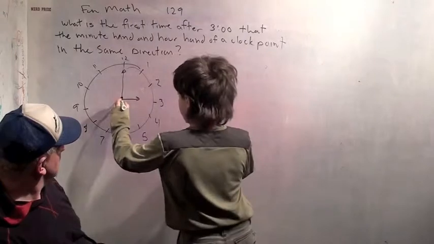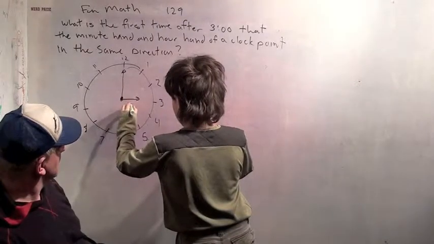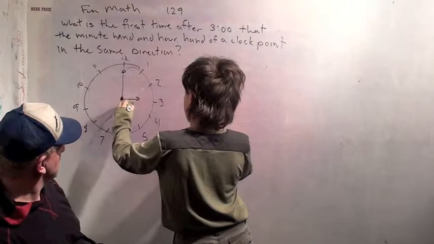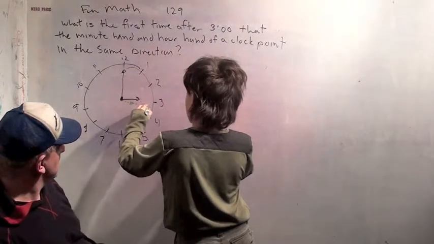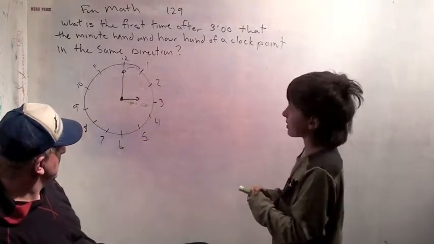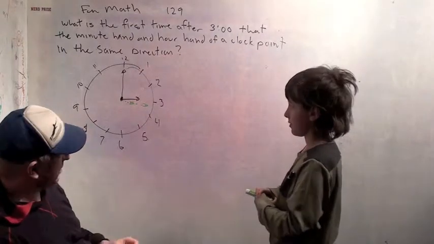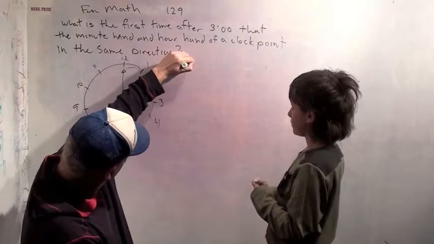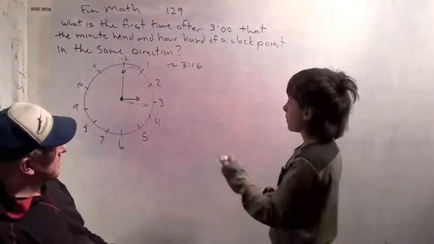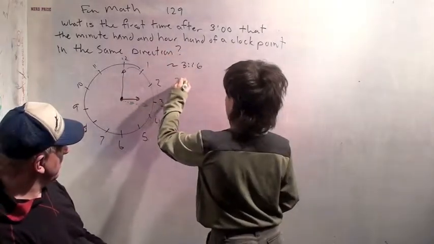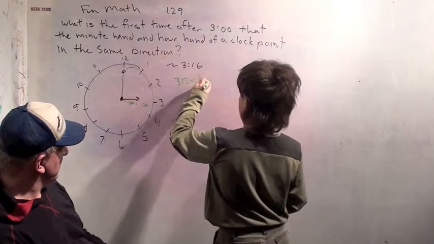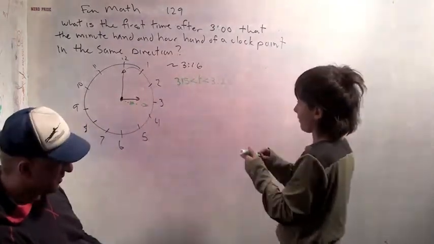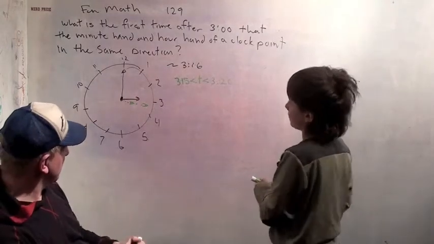I think the hour hand's going to be about here, and the minute hand. I'd say around 3:16. Okay, so it looks like this is about 3:16. That's our guess. But now we're going to try to solve. 3:15 is less than our time, which is less than 3:20. Right, it's between 3:15 and 3:20. It looks like it's about 3:16.